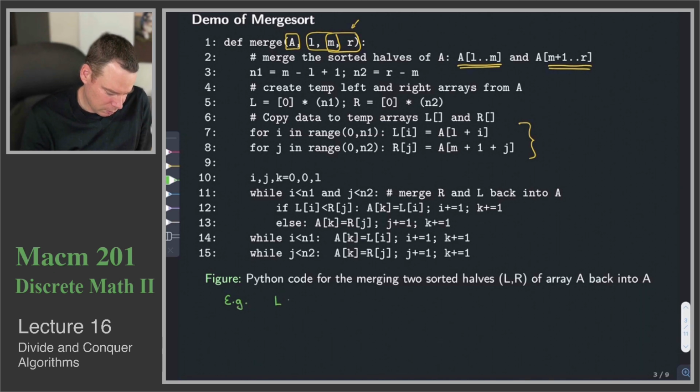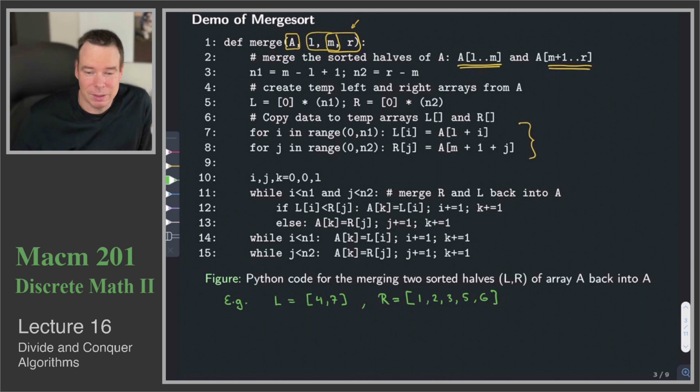So for example, let's consider a left array that consists of the values 4, 7, and a right array that consists of the values 1, 2, 3, 5, and 6. Now I'm being a little bit more general than I've stated above. I stated in the previous example that we split it in half and we've got our two arrays, we sort them, and then we go to merge. So we've got these two sorted arrays of roughly the same length. Here I'm just being a little bit more general. I'm just saying maybe the two arrays are of vastly different lengths. One is length 2, one is length 5 in this case.